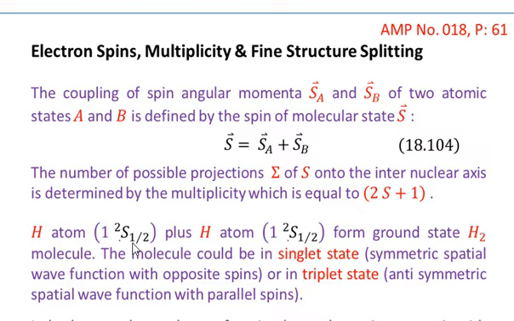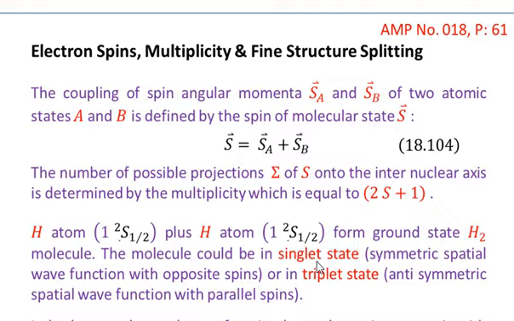A hydrogen atom in its ground state has the spectroscopic notation 1, 2S half. 1 is the principal quantum number, 2 is the multiplicity, half is the value of the total angular momentum of the electron, and capital S is the symbol of the state. Similarly, another hydrogen atom has the same state. So a hydrogen atom plus a hydrogen atom form the ground state H2 molecule.